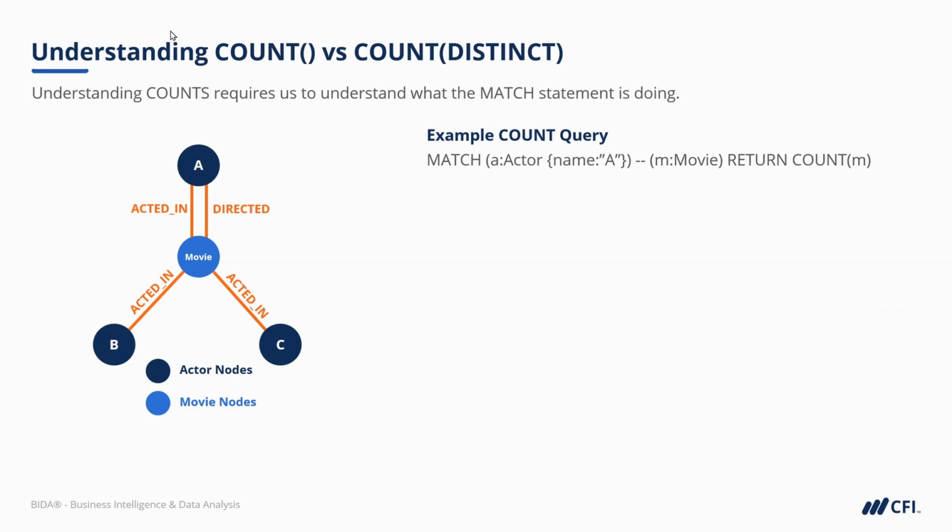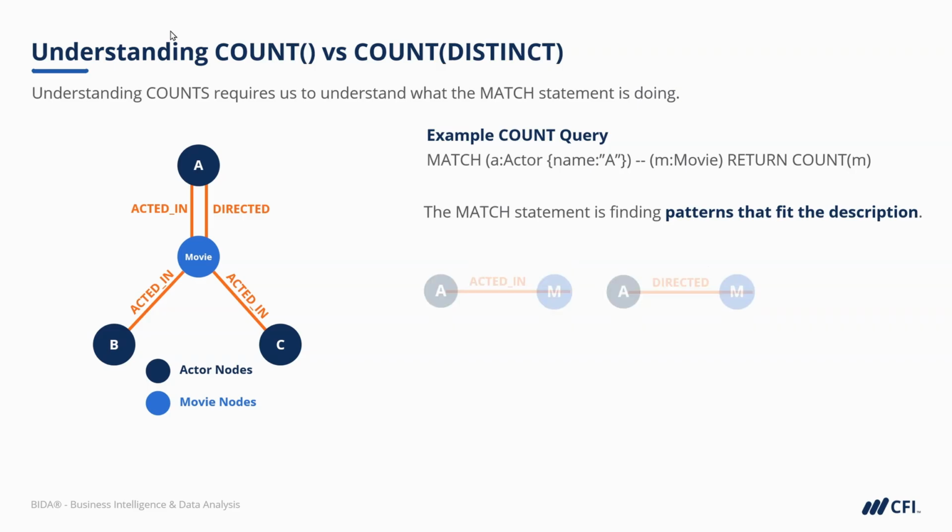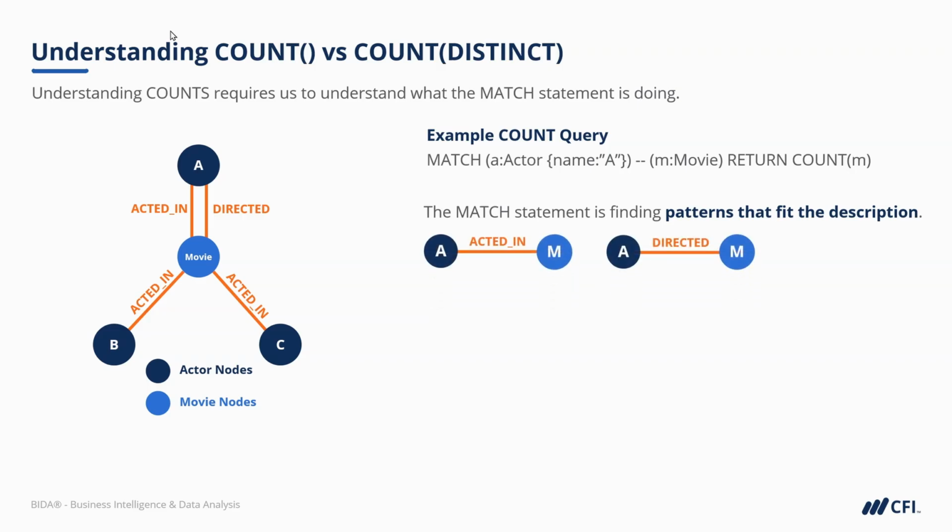What the match statement is doing is finding all occurrences in the graph where that pattern is found. And that pattern is actually found twice. A and the movie have a relationship through acted in, but they also have a relationship through directed. So both of these patterns match what is being asked for in the match statement. The return statement is summarizing what we have in the match statement. The count function returns the count of movie nodes in those matching patterns.